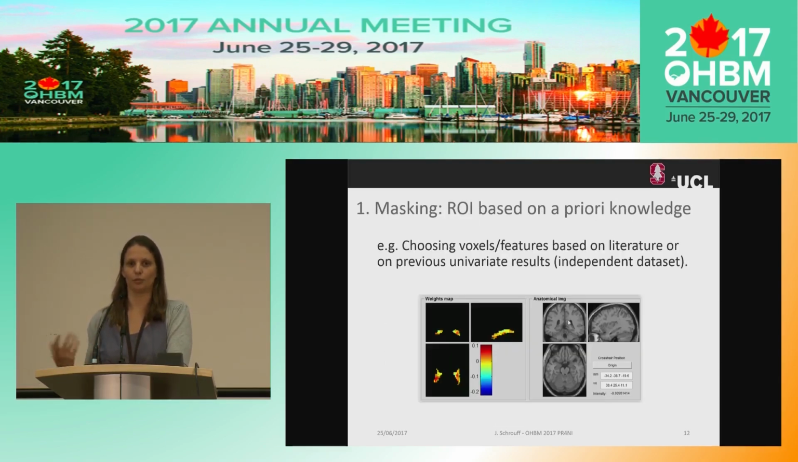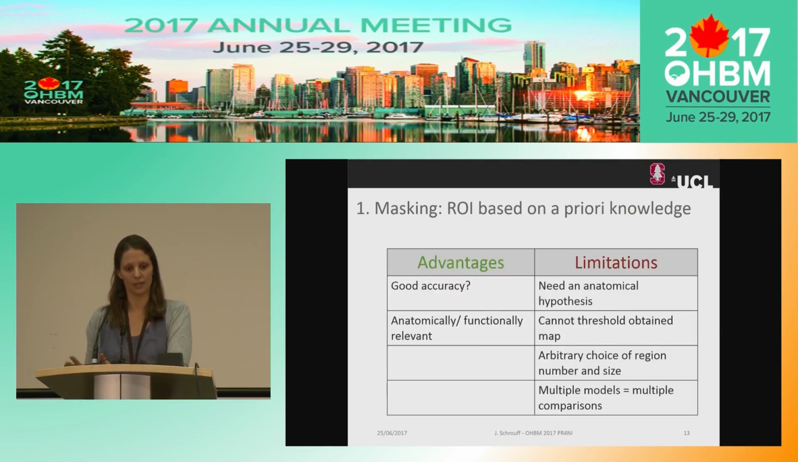So if we start with a priori, what you can do is simply masking. You choose a region of interest based on a priori knowledge, literature, or previous univariate results from an independent data set. And this is the result on the Haxby data set, house versus faces, and it's using only the fusiform gyrus.